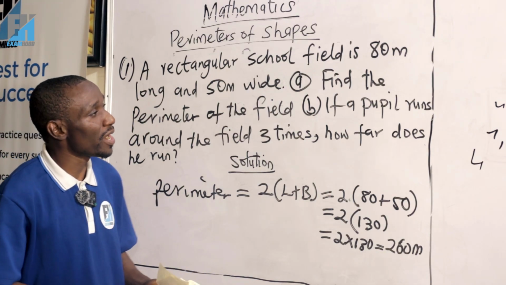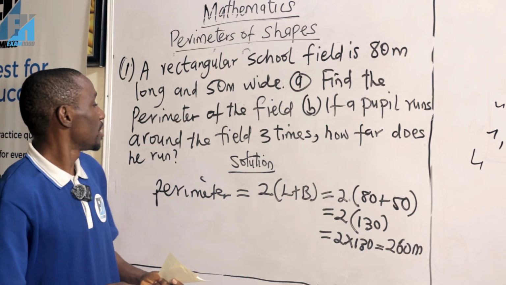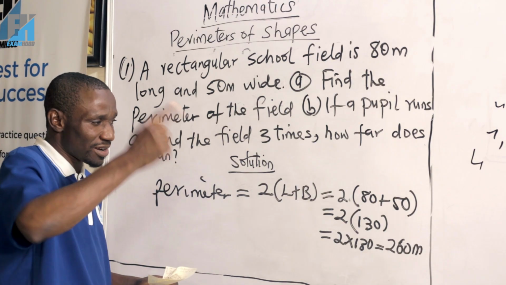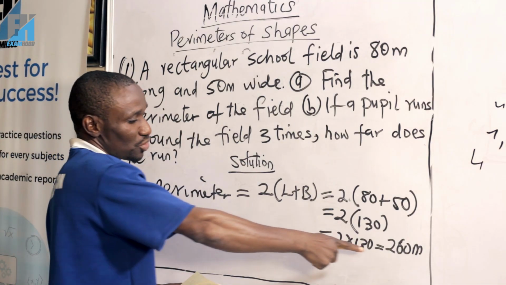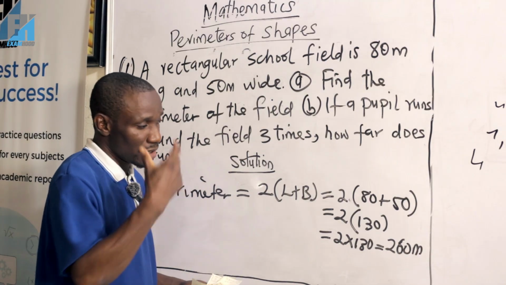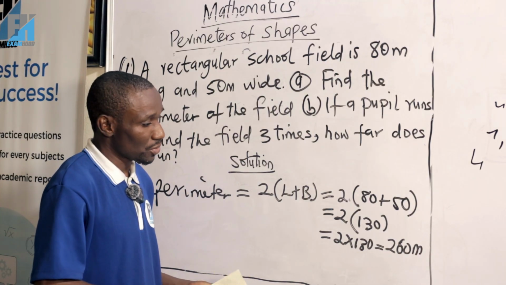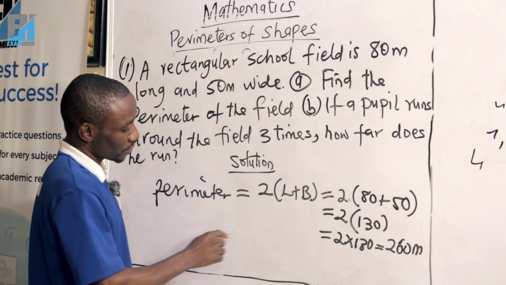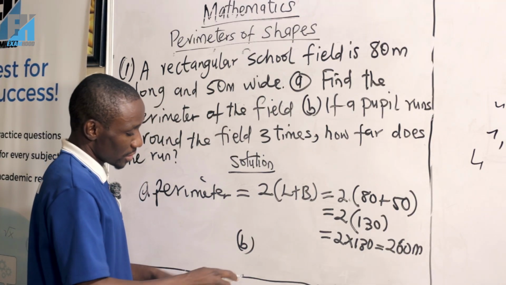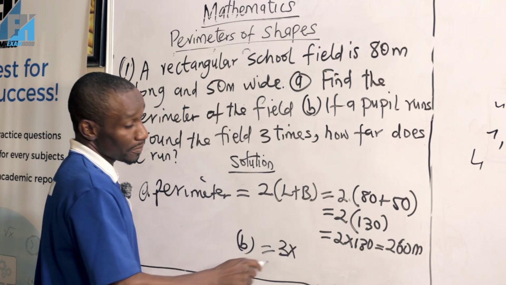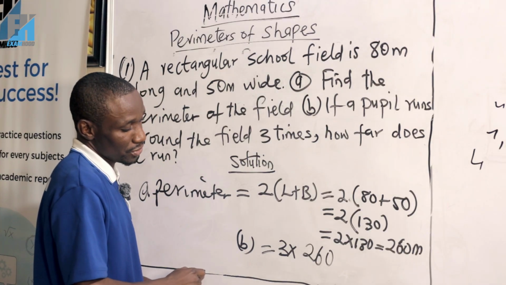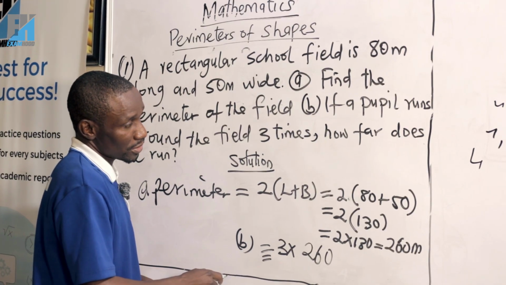For B, we have to find, they say if a pupil runs around the field 3 times, how far does he run? So if a pupil is running around that field, the perimeter is 260 meters. How far will that pupil run around the field 3 times? For the B part of the question, you simply multiply 3 by what? 260. 3 times 260, and that will give you what?